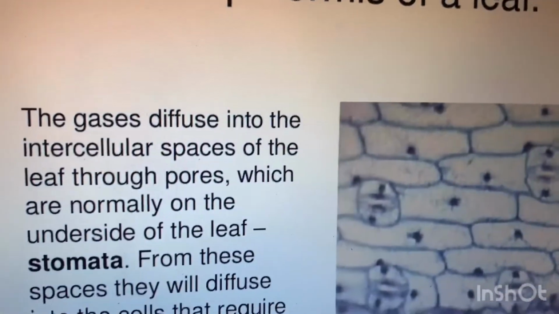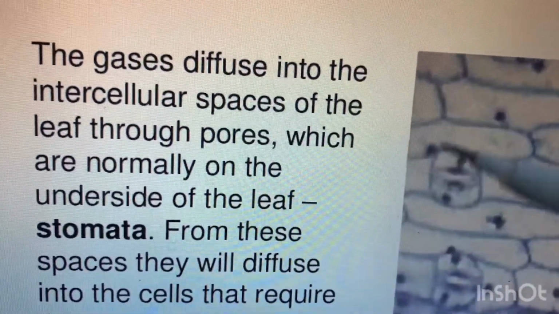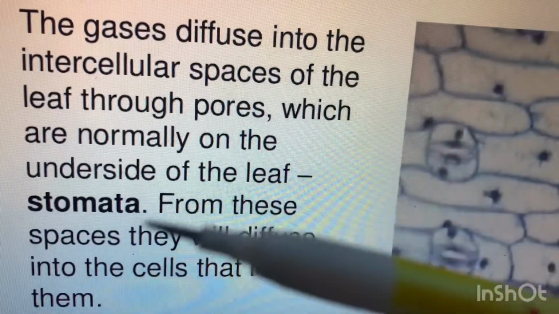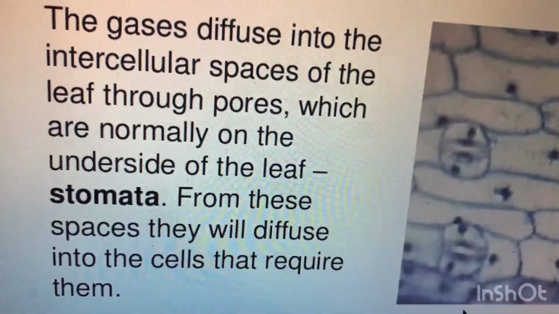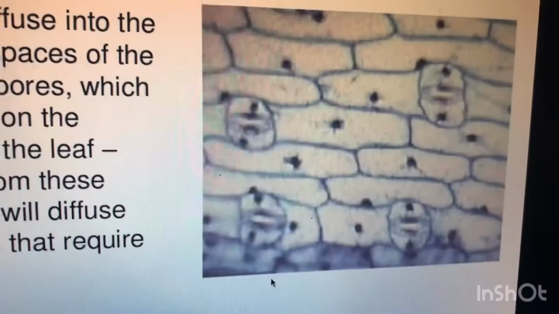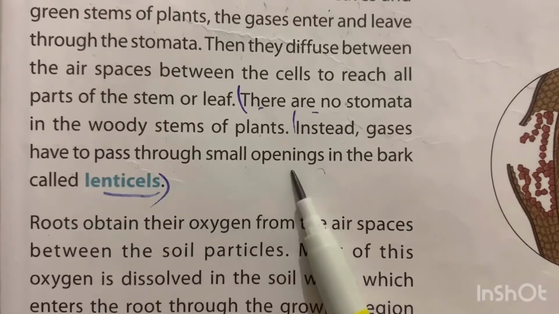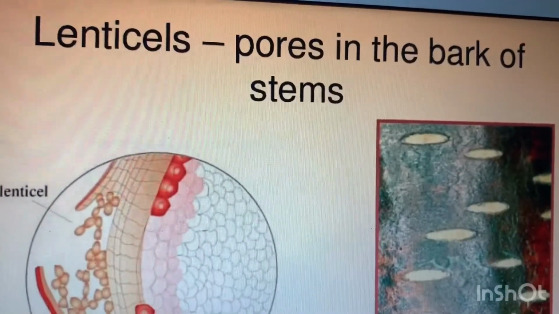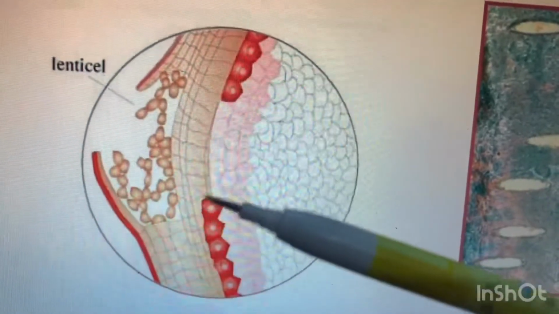Epidermis of a leaf. These gases diffuse into the intercellular spaces of the leaf through pores, which are normally on the underside of the leaf, called the stomata. From these spaces, they will diffuse into the cells that require them. Lenticels. Gases have to pass through small openings in the bark called lenticels. Lenticels are the pores in the bark of the stem, as you can see in the diagram as well.